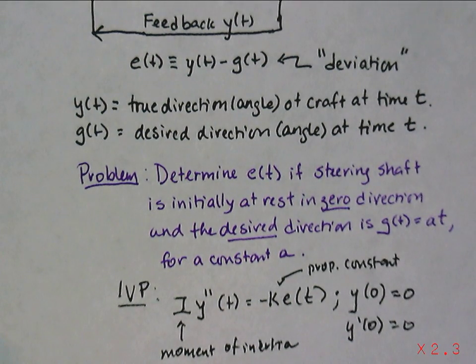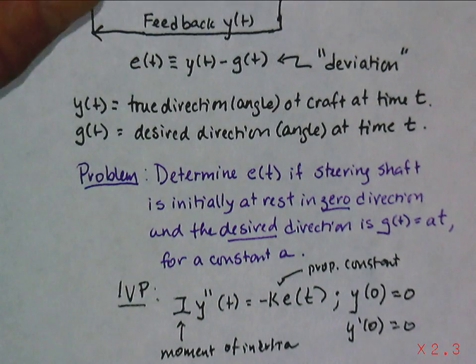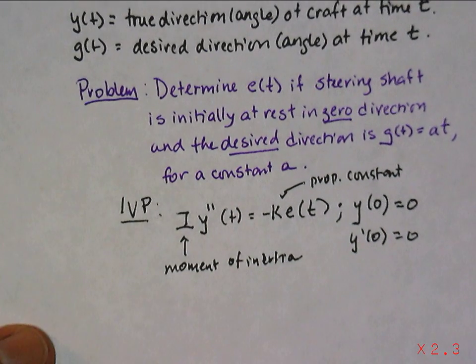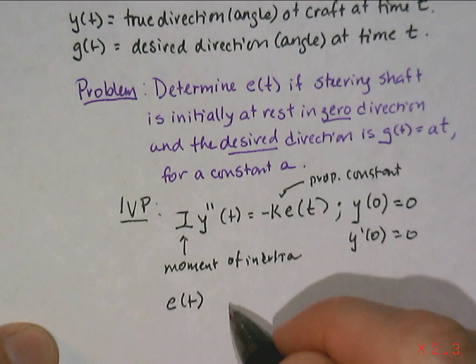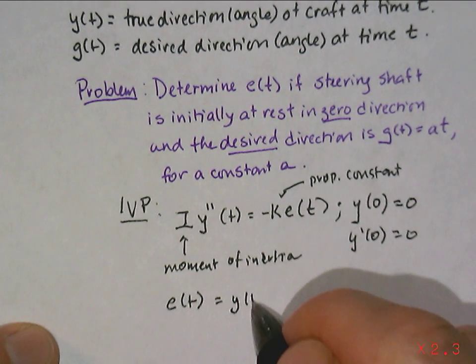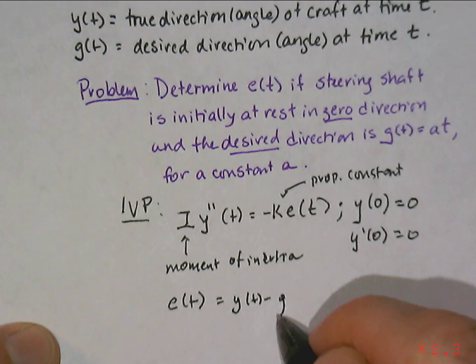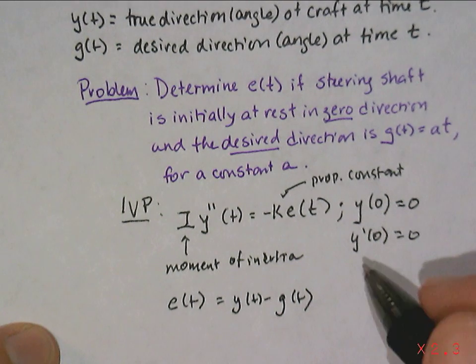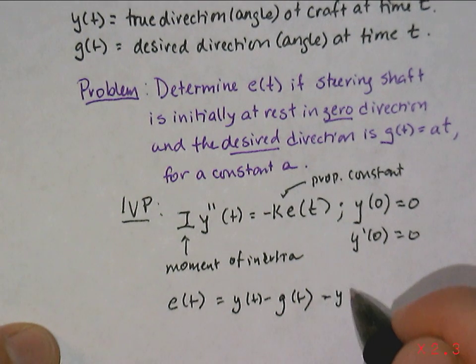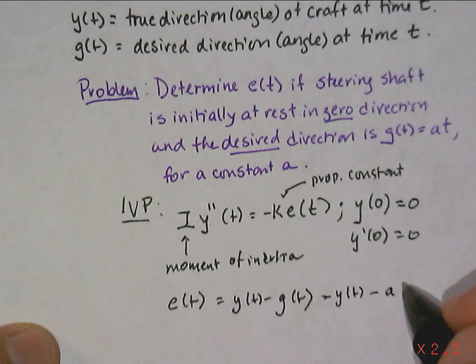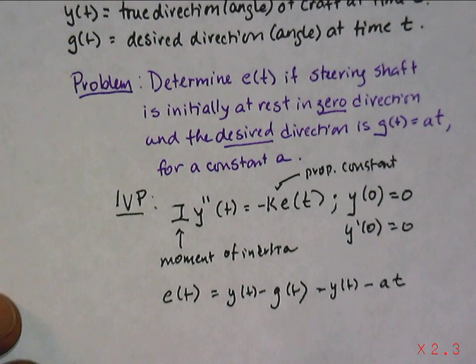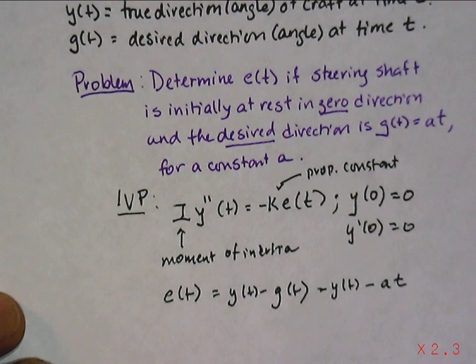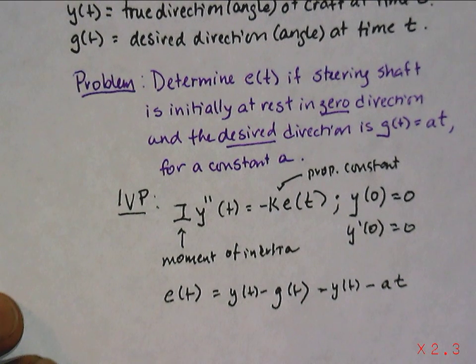Okay. So again, for this particular problem, e has a certain form. E of t is the true direction minus the desired direction, which in this case is just y of t minus this constant a times t. Okay? So we want to solve this particularly for e of t as opposed to y of t, but we'll set it up as if we were going to solve for y of t.